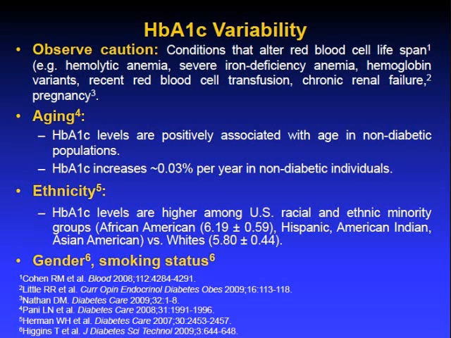Hemoglobin A1c variability. When clinicians order hemoglobin A1c levels for their patients, it is imperative that caution is taken for those that have conditions which alter red blood cell lifespan. Since A1c reflects the percentage of glycated hemoglobin in red blood cells in the body, an altered red blood cell lifespan will give misrepresentative results. Therefore, take extreme caution in those patients with hemolytic anemia, severe iron deficiency anemia, and chronic renal failure.